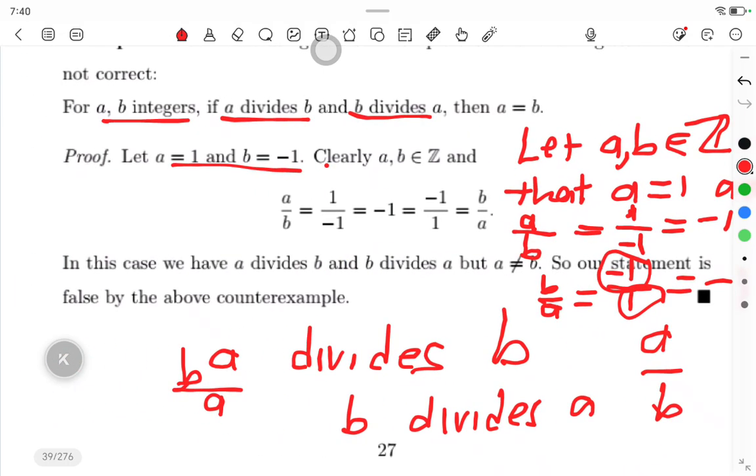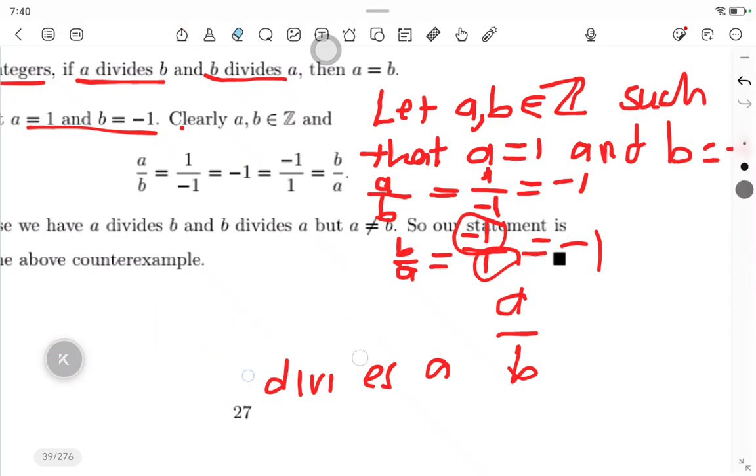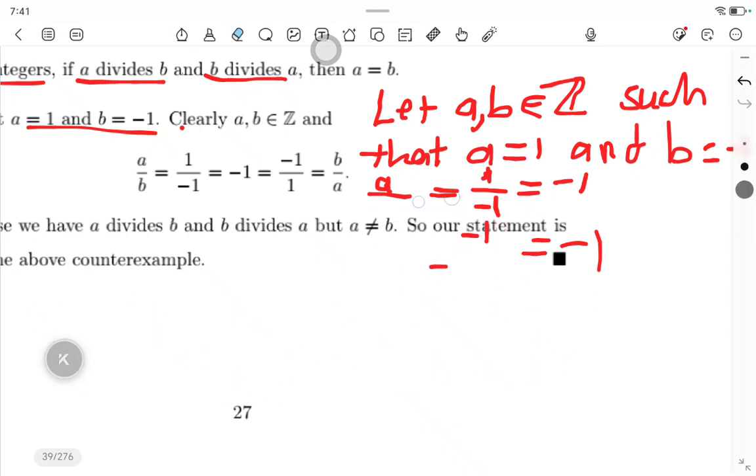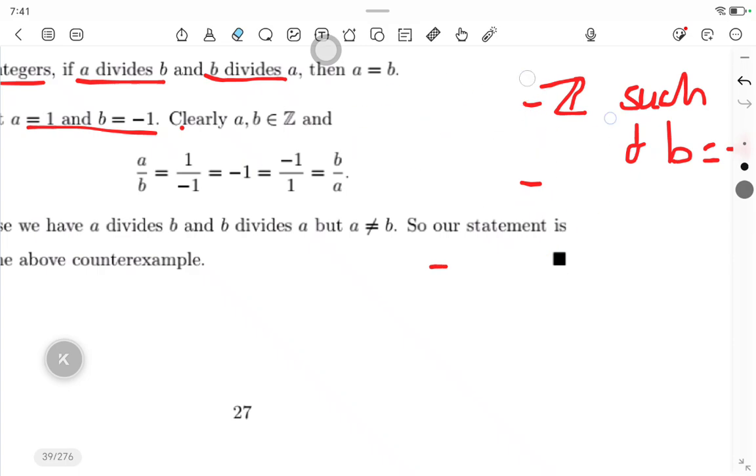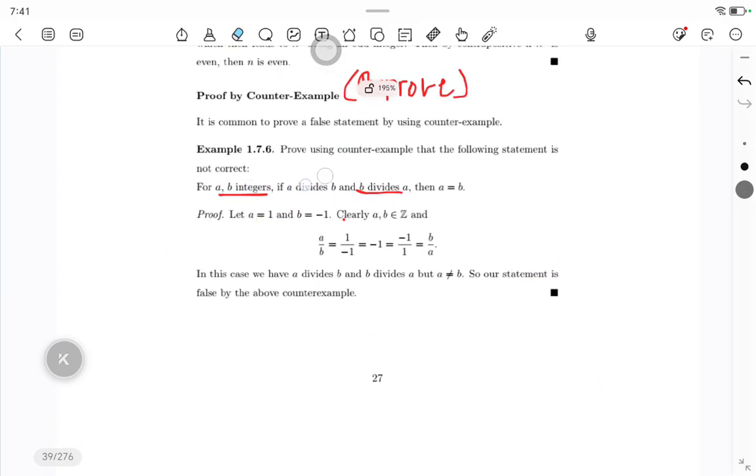Remember, the statement says that if a divides b and b divides a, then a is equal to b. But here we can say that a is not equal to b. You see, right? So this is how we disprove something. We'll look at some questions where we use a counterexample to disprove a statement.